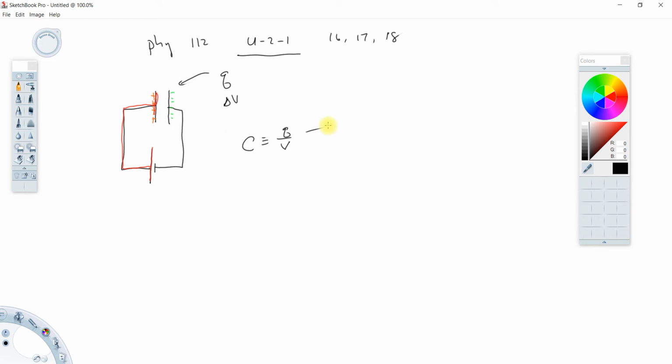Part B, if the same capacitor is connected to a 15 volt battery, how much charge is stored? So in part B, this voltage is now going to change. I'll put a delta V2 here. But it's the same capacitor, so this will stay the same. This is a bigger value. You're going to get a new capacitance value. That's enough for that one. That's a pretty short problem.